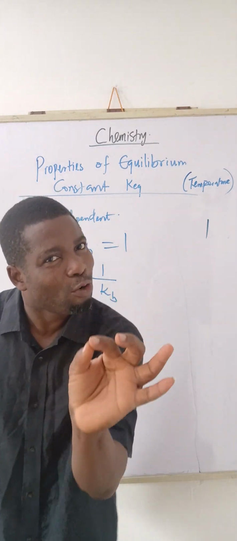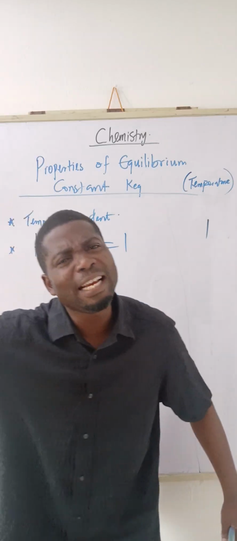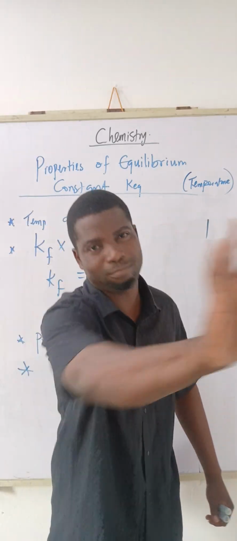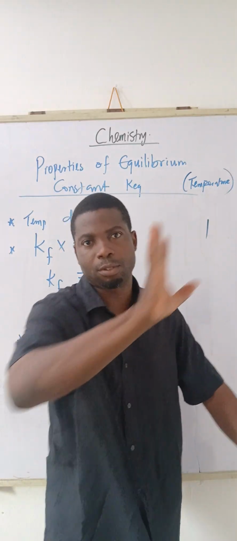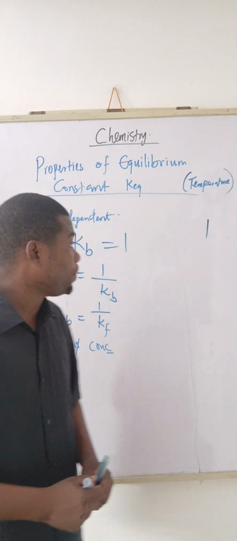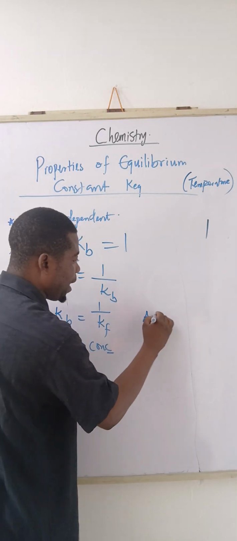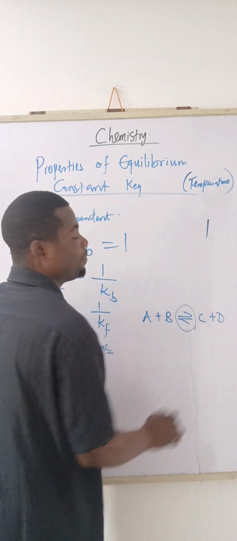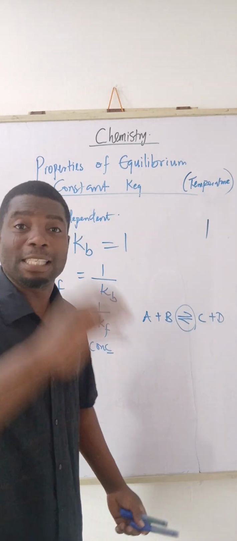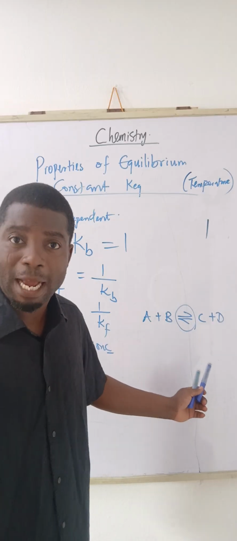If I were to speak in Yoruba first: when they give you an equation that is at equilibrium, that equation is an equilibrium equation. If I have A plus B, I will have this thing C plus D. Because I have this, I know that that thing is an equilibrium equation, right? Okay?